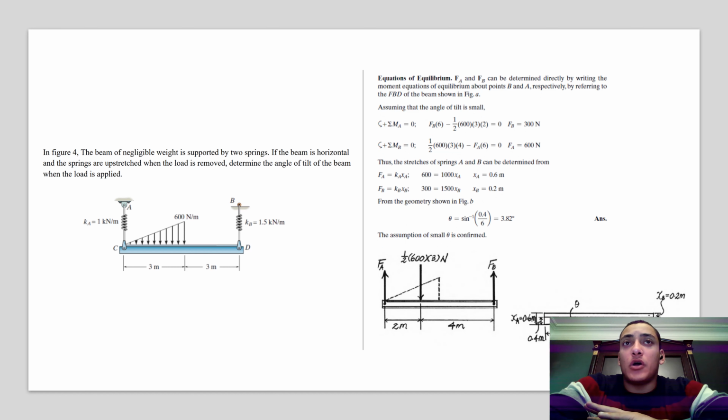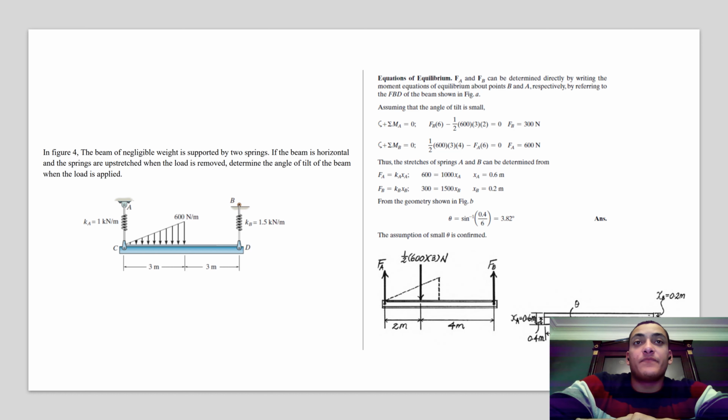First, let's start with getting the moment at point A. So FB multiplied by 6 minus half multiplied by 600 multiplied by 3 multiplied by 2 equals 0, which gets us the force at point B as 300 newtons. Let's get the moment at point B, which must equal 0. So half multiplied by 600 multiplied by 3 multiplied by 4 minus FA, which is unknown, multiplied by 6 equals 0, which gets us the final answer of 600 newtons.